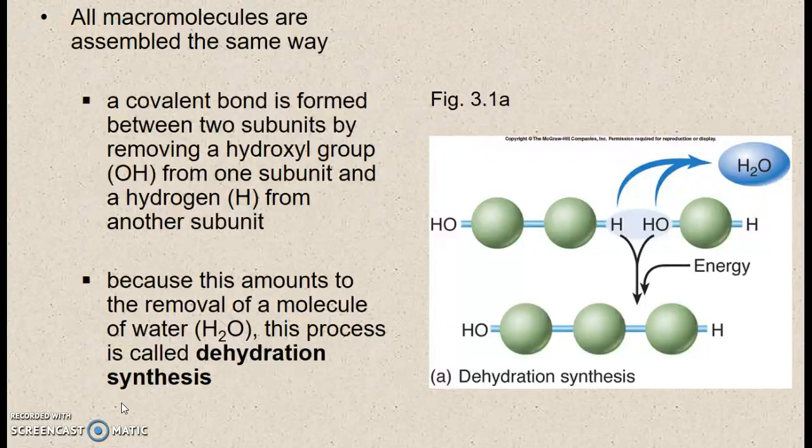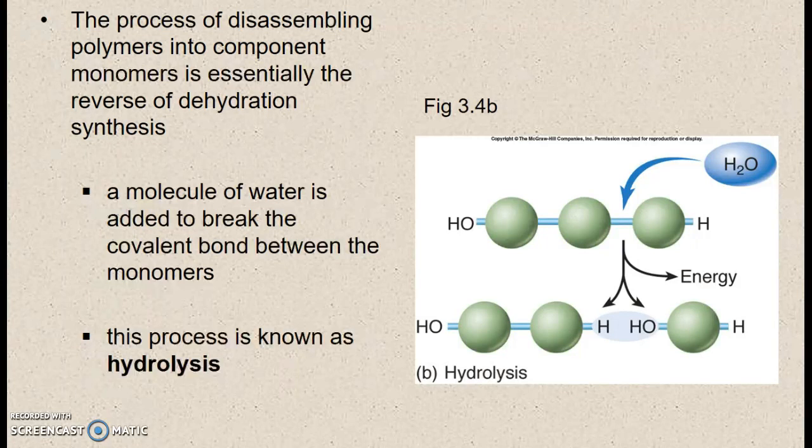And for every monomer that is added onto the chain, or for every covalent bond that is formed between 2 monomers, you have a separate dehydration synthesis reaction, and you lose 1 molecule of water. So in order to form this bond and this bond, 2 dehydration synthesis reactions had to happen, and for each one, a molecule of water was lost.